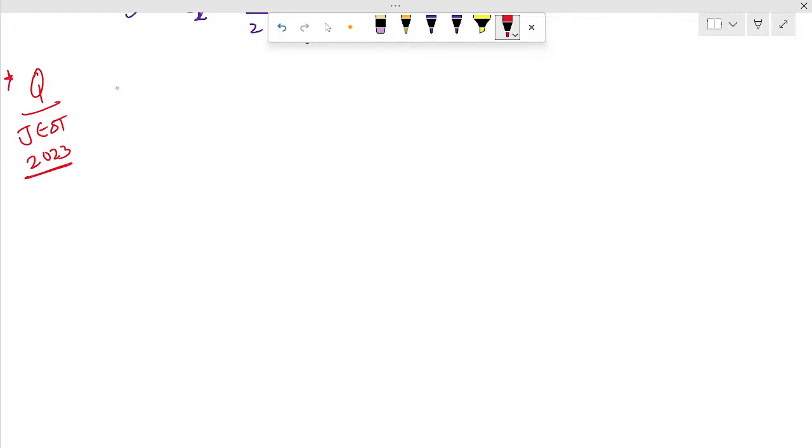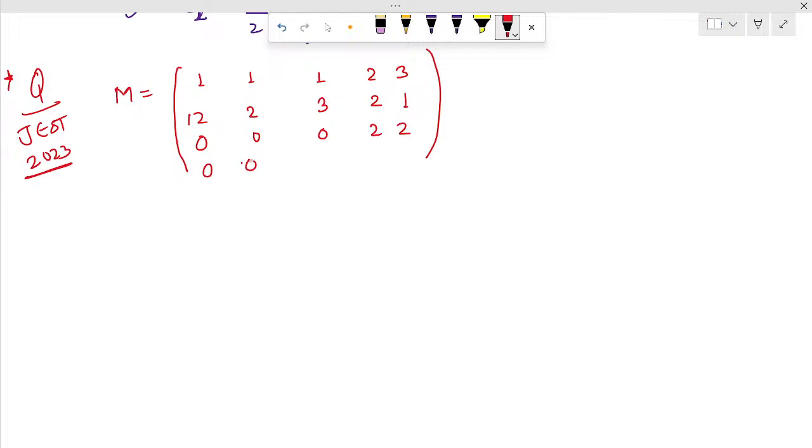Okay, and you were given a matrix of this form: 1, 1, 1, 2 and 3. They are apart, don't worry. So this is 1, 2, 3, 2, 1. Then it was given 0, 0, 0, 2, 2. It was given 0, 0, 3, 0, 3. And then you will have this 0, 0, 0, 0, 1. Now it was asked, what is the largest eigenvalue of this matrix?